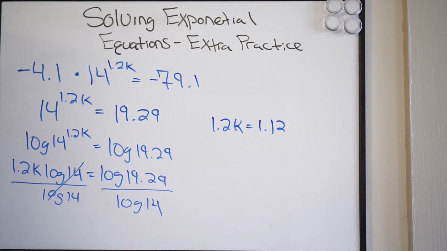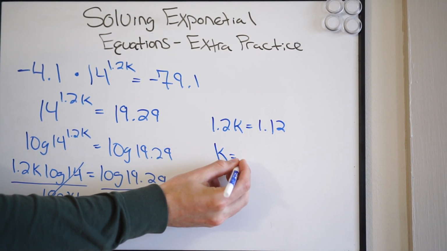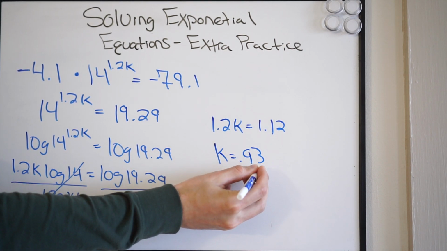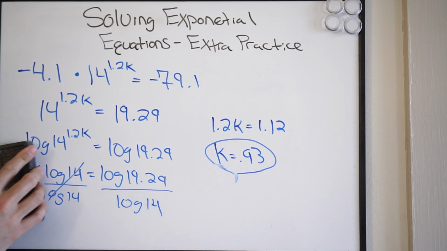Very simply now, just divide by 1.2. When we do that, our final answer here is going to be 0.93. So k equals 0.93, and that's our final answer. Okay, let's try some more. Let's go ahead and erase this guy.